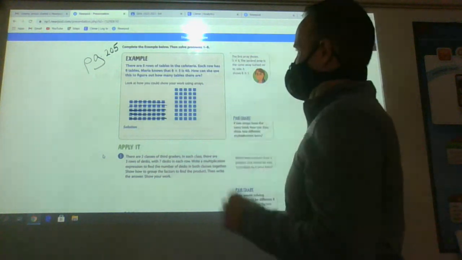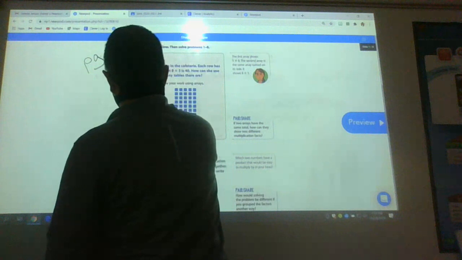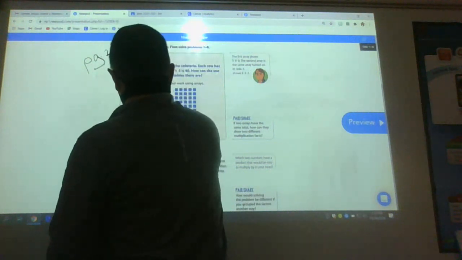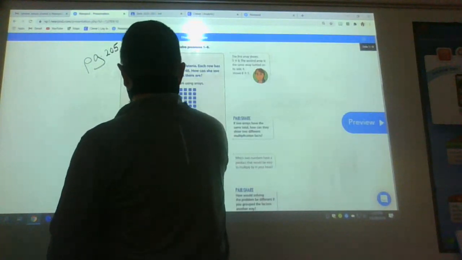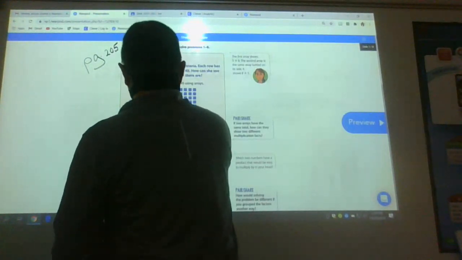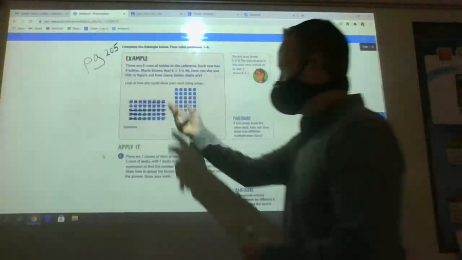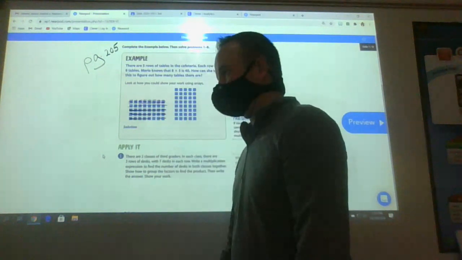And each row has 8 tables. Let's see if there's 8 tables on this row. 1. Go and count with me. 2, 3, 4, 5, 6, 7, 8. There are 8 tables on that first row. Do you think there's 8 tables on these other 4 rows, Miss Jensen?